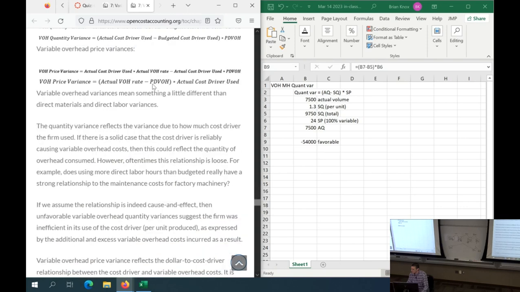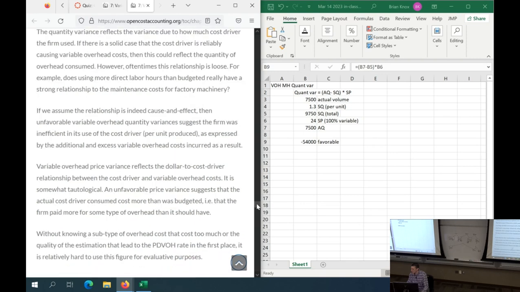So I even say predetermined variable overhead rate. This is what I have there. I abbreviated it there, instead of, here I wrote VPDOH. In the book I have PDVOH.